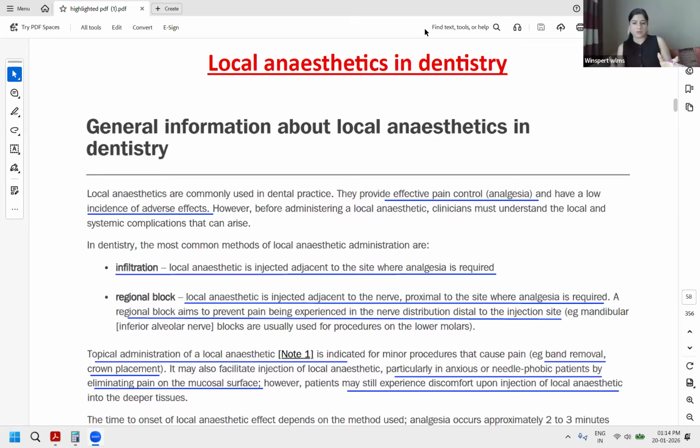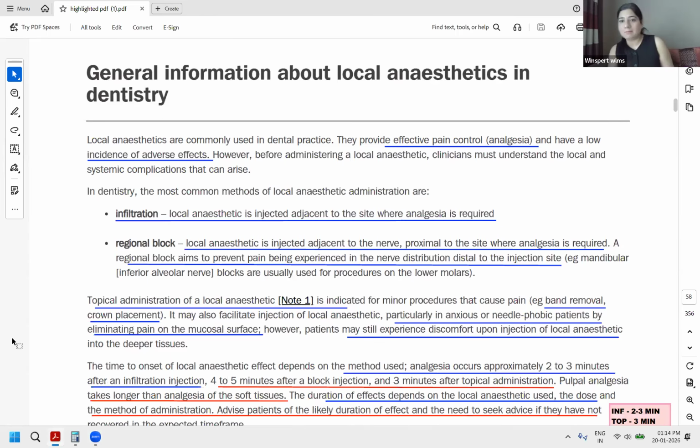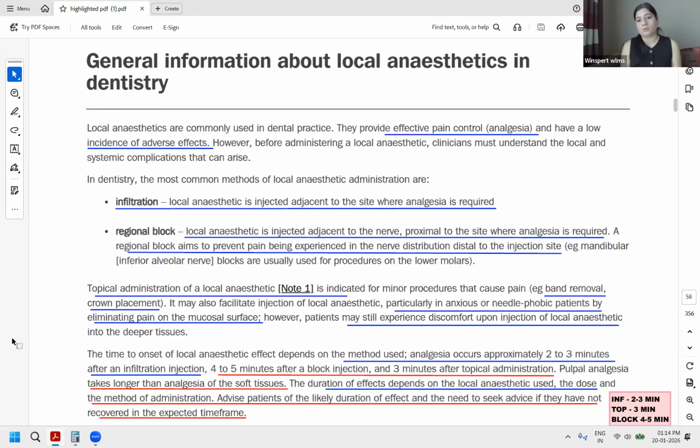As the time is constrained, I will be covering local anesthesia entirely today and almost half of the anxiety management as well. So let's start, and every question, possibly every topic that I'm going to teach you, will be related to the examination questions. I'll give you the examples as well.